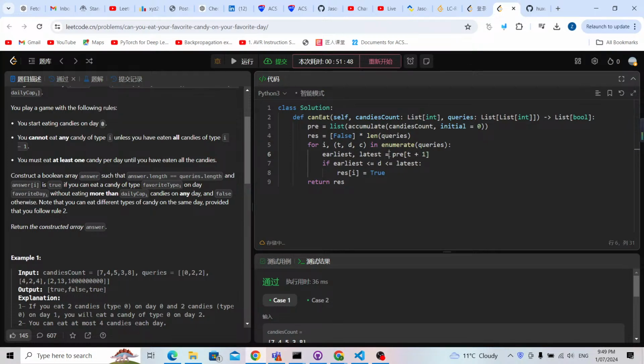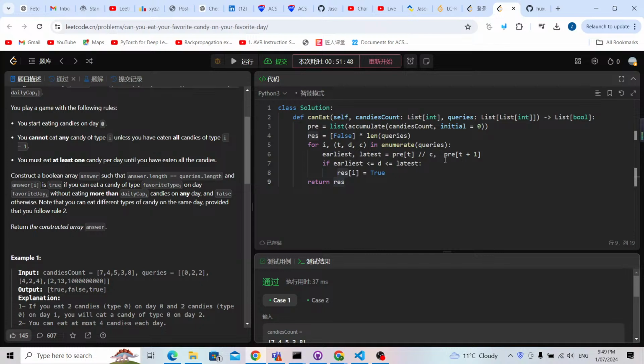And what about the earliest? It's going to be the prefix of t divided by c. C is the capacity, so this is going to be the earliest. If the day is in between, it's going to be true. Otherwise, it's going to be false. Now let me just run it to check if everything is okay. As you can see, it is okay.